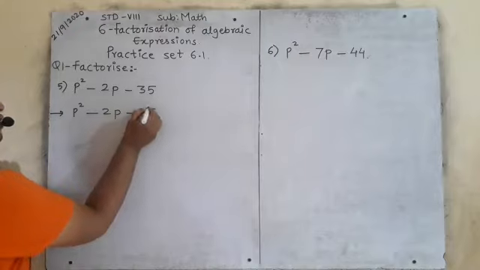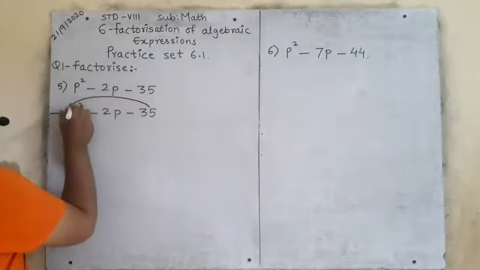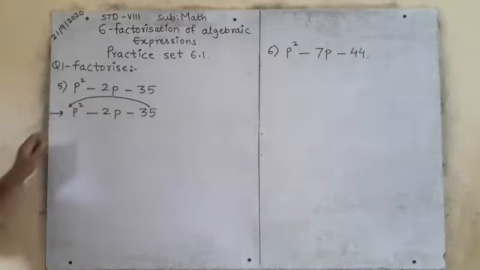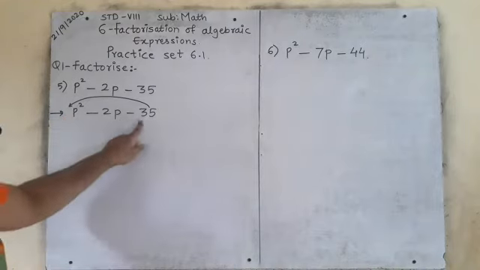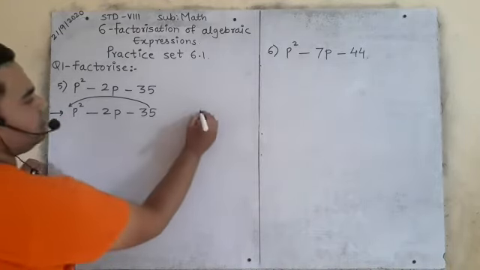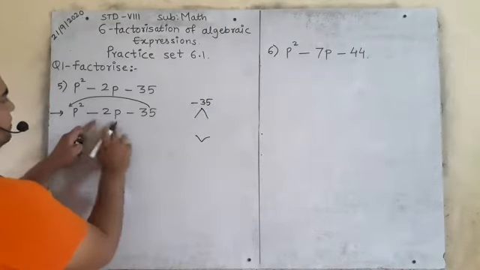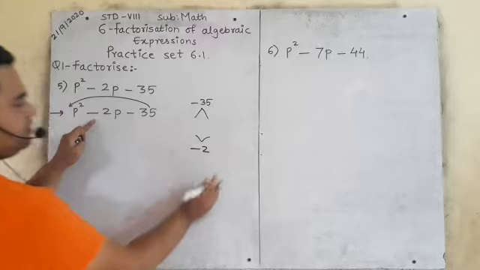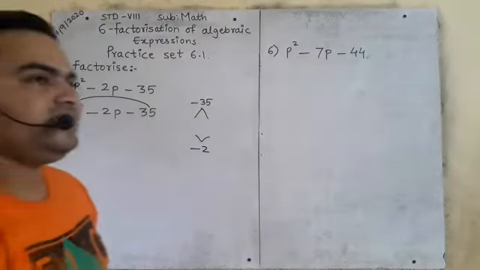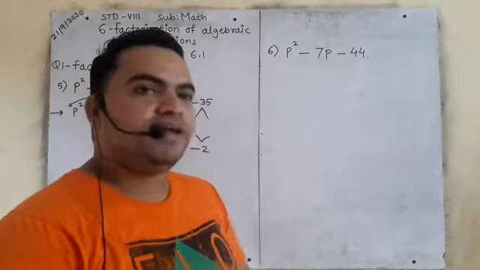We will multiply this constant term to the coefficient of the square term. So what is the coefficient here? 1. Minus 35 ones are minus 35. Minus 35. What is your middle term here? Minus 2. You will write here minus 2. So we have to write 35's factors.